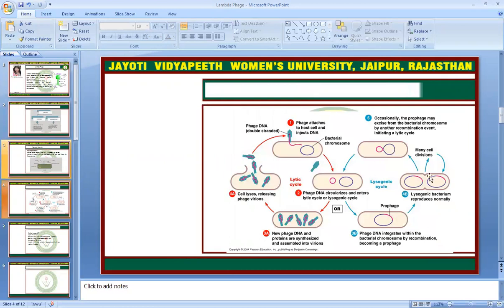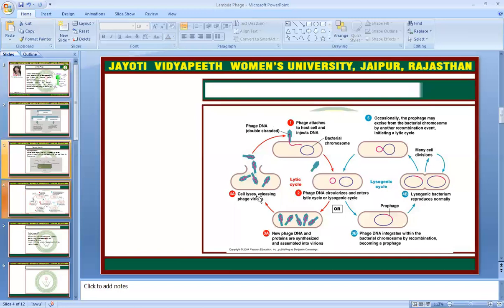Now come to the cycle definition and cycle process. We can see here two types of cycle. On the left side it is the lytic cycle and on the right side it is the lysogenic cycle. This is your bacterial cell which will have its own DNA and along with the phage DNA. But first of all, phage DNA will be transported into the host bacterial cell and then the phage DNA circularizes and enters into the lytic or lysogenic cycle.